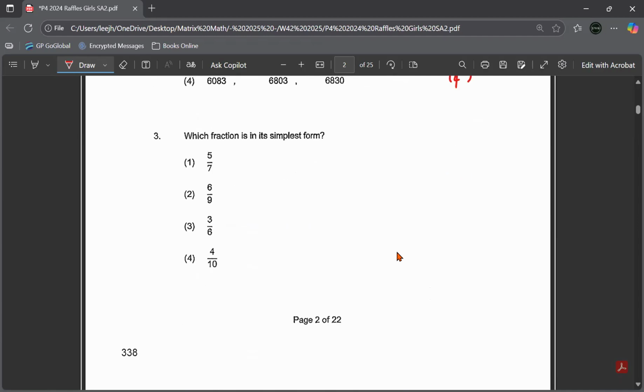Question 3, which fraction is in its simplest form? If you look at the first fraction, it's 5 over 7. You know that this is already simplified. You cannot simplify further. If you want to check, 6 over 9 you can still simplify by dividing by 3. It becomes 2/3. So 6/9 is not simplest form. 3 over 6, you can still divide by 3, 1/3. This one you can still divide by 2, 2/5. So which one is already in its simplest form? It's number 1.